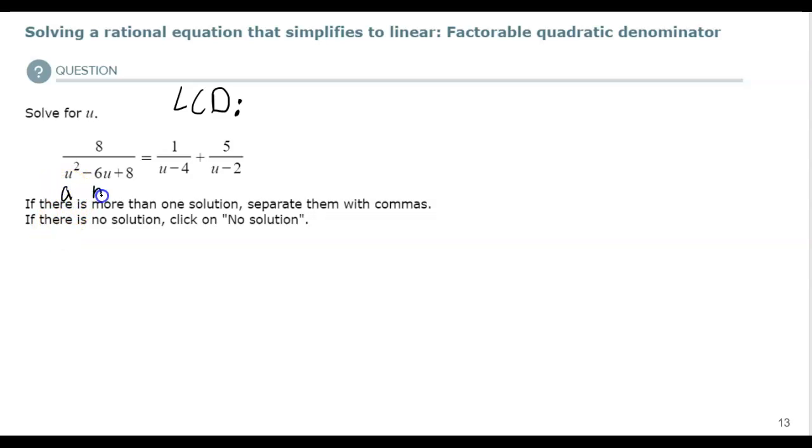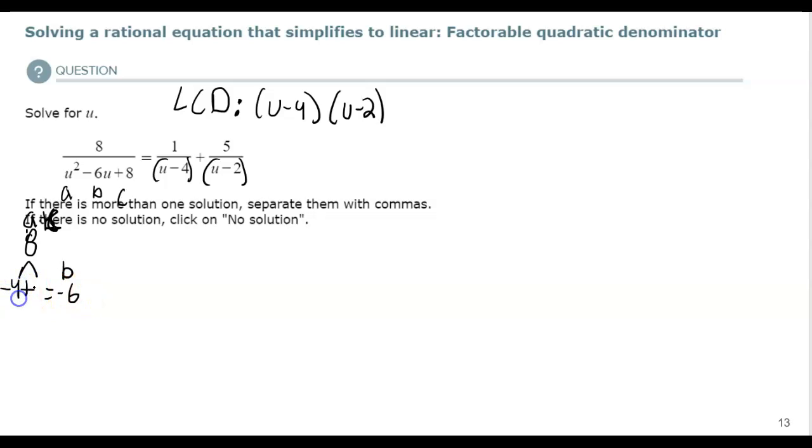Okay, so we have A, B, C. I know I need to factor that. I know everything at least needs a u minus 4 and a u minus 2. So A times C is 8, and I need numbers that multiply to 8 and add to my B of negative 6. So I'm going to do negative 4 and negative 2. And that will replace the middle term of u squared minus. And then I'm just doing my factoring by grouping.